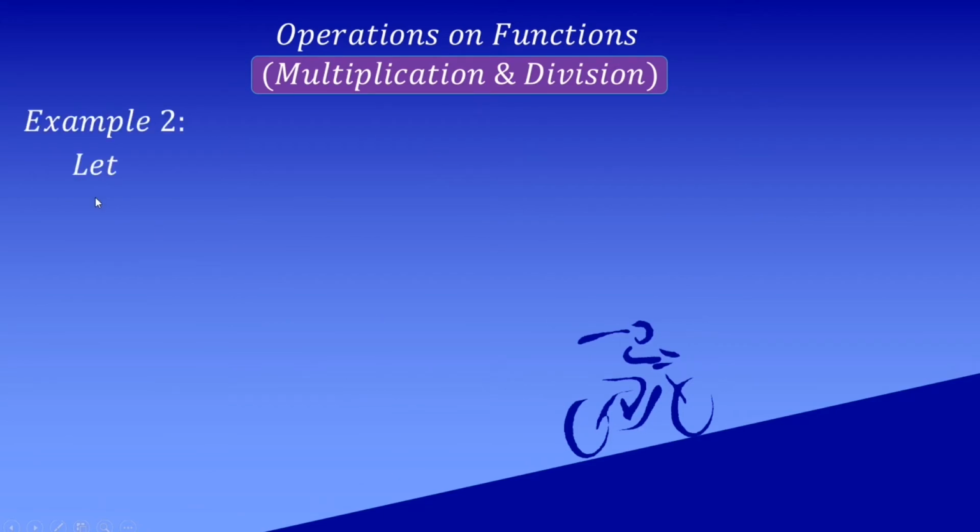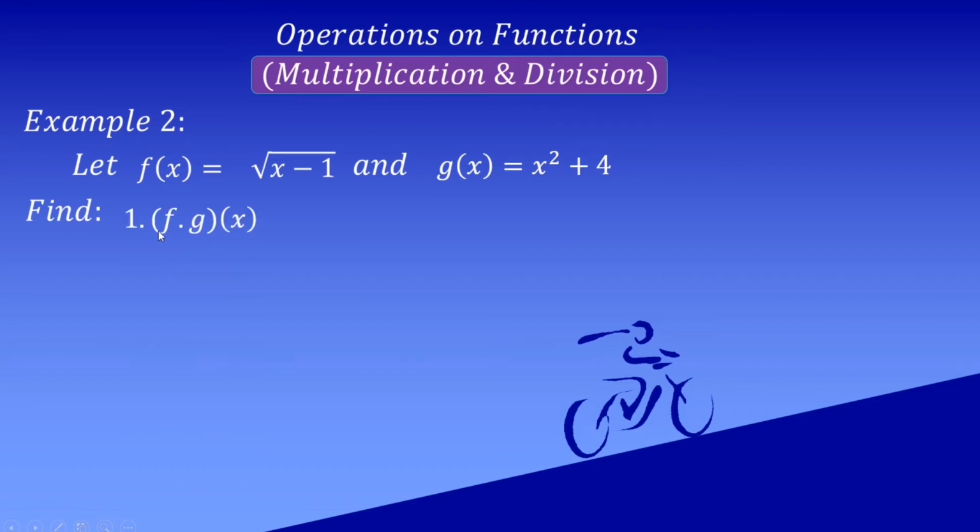We have another example. Let f of x equal the square root of x minus 1, and g of x equal x squared plus 4. Find f multiplied by g of x. Then let us reverse it, g multiplied by f of x, and we also have the divisions of f and g.